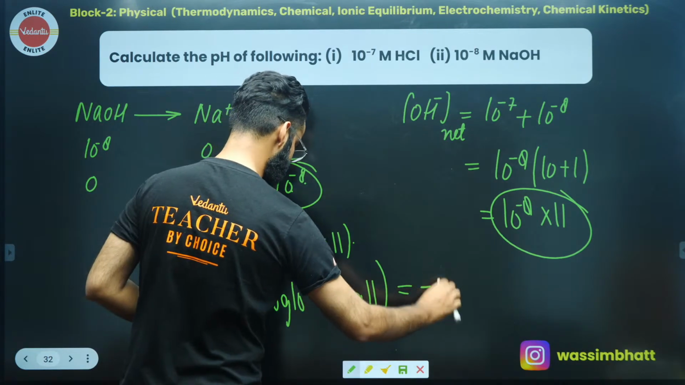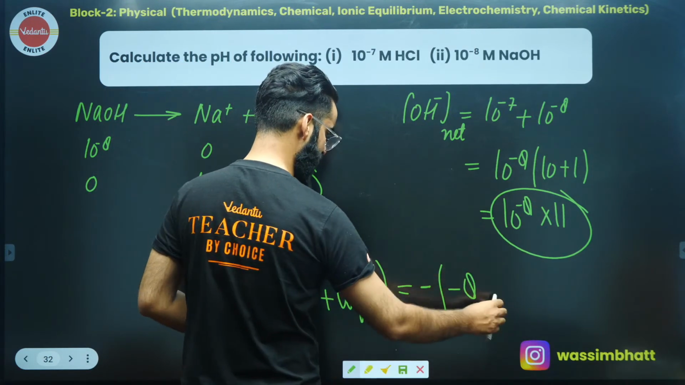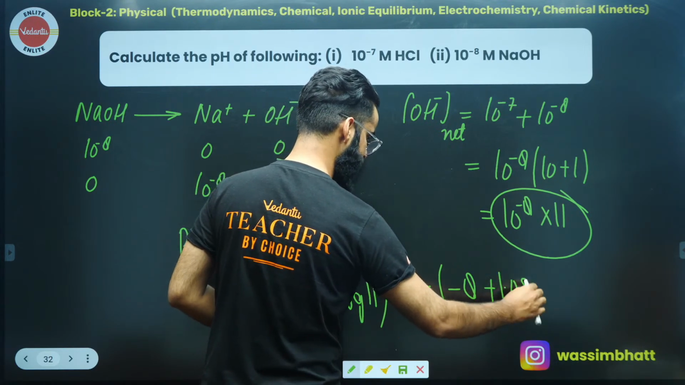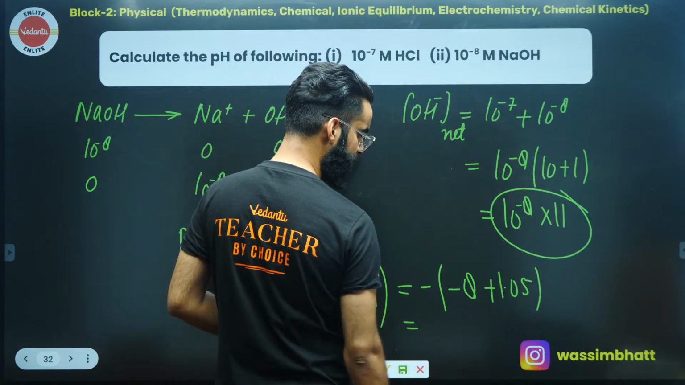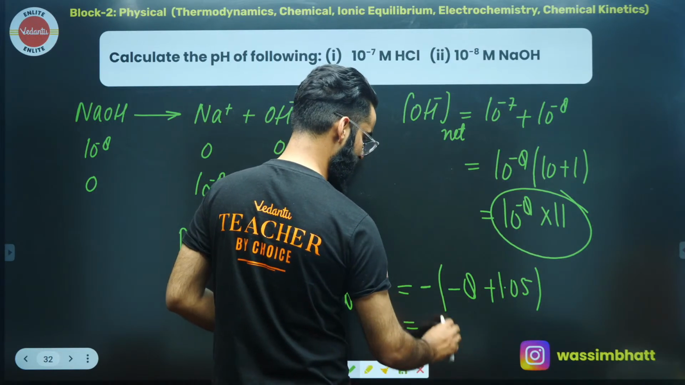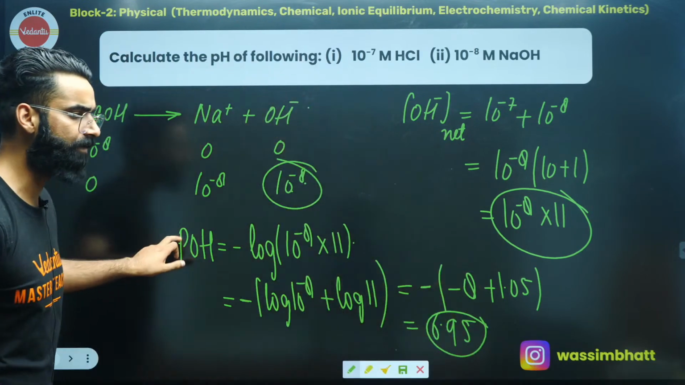Now it's going to be minus times. Log of 10 raised to the power minus 8 comes out to be minus 8, and log of 11 will be 1.05. So the value over here will come out to be 6.95. What is this 6.95? This is the pOH of the solution.